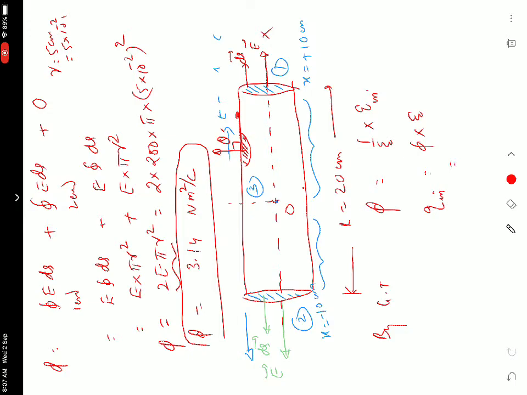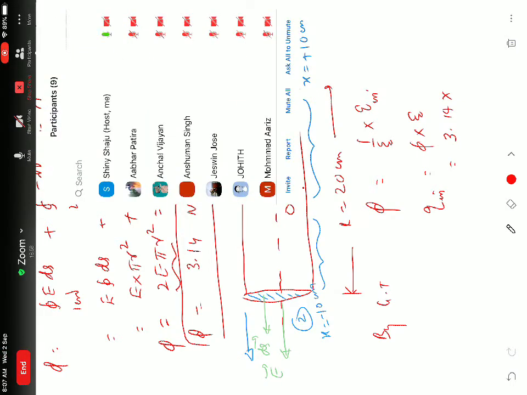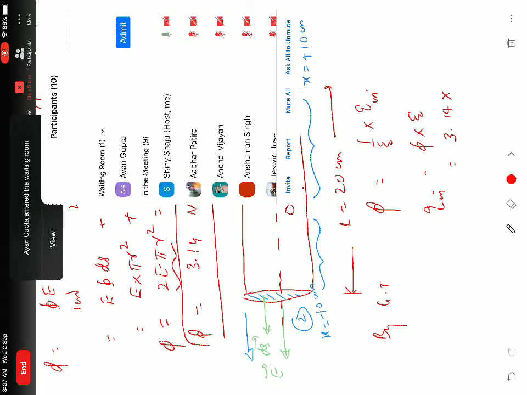The value of phi is 3.14, and what is the epsilon 0 value?